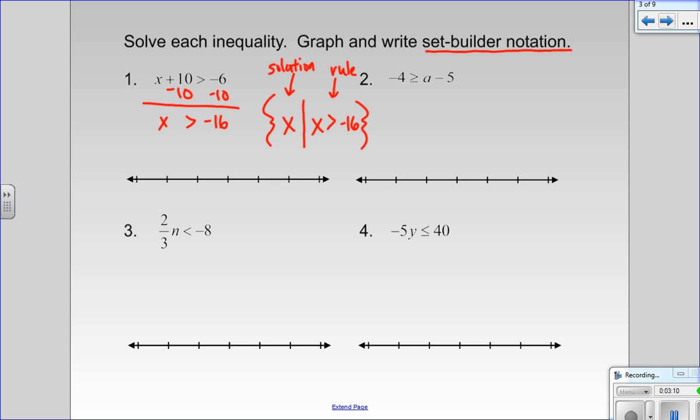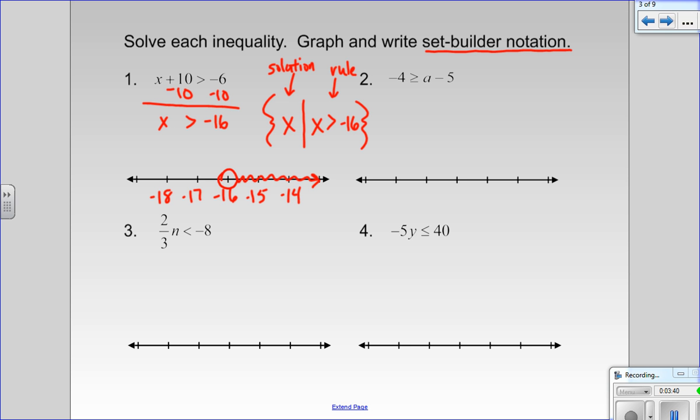So let's go ahead and use our number line to graph this inequality now. We'll put -16 in the middle, -17, -18, -15, and -14. And if we remember from before, since this is less than, we want to use an open circle, and we are going to shade everything to the left. Let's go to example 2 now.